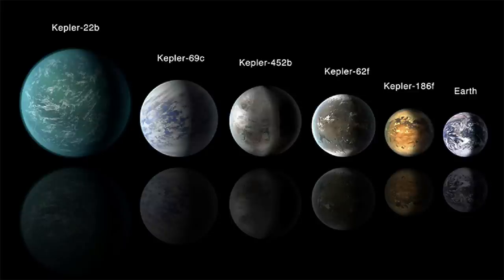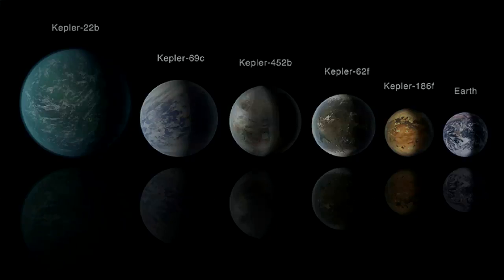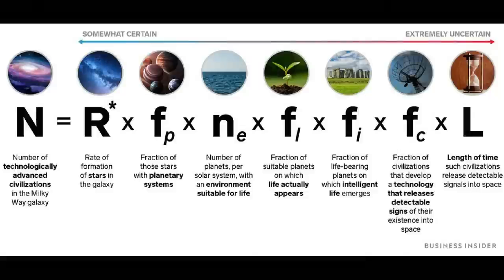Moreover, its data gives us better estimates for two parameters of the Drake equation. The fraction of stars with planets, f sub p, appears to be very close to 1. Kepler was also able to provide estimates for the number of environments, n sub e, suitable for life in each star system. Kepler's data indicates at least 20% of star systems have a planet in the habitable zone.